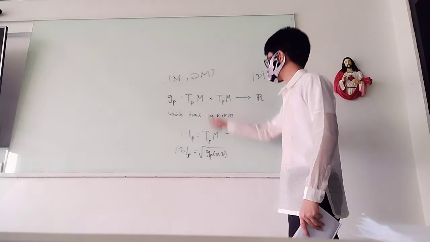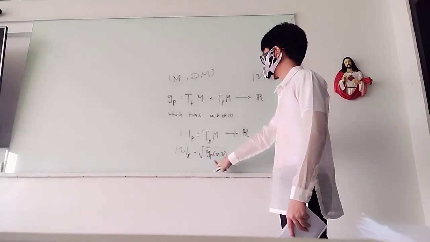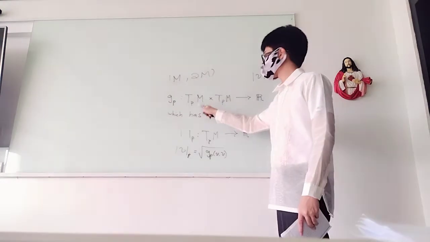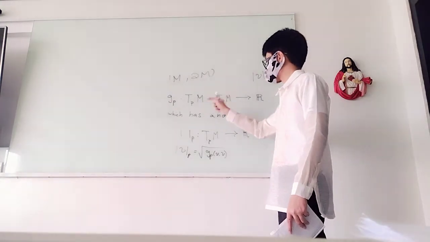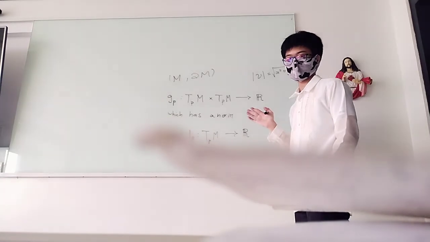And actually, this metric GP defines the components of our vector. So it takes two vectors here, or rather the vector with itself, and it sends it to R. So it gives us an x and a y for the vector.